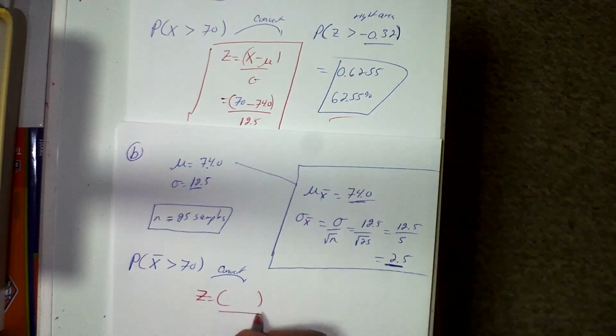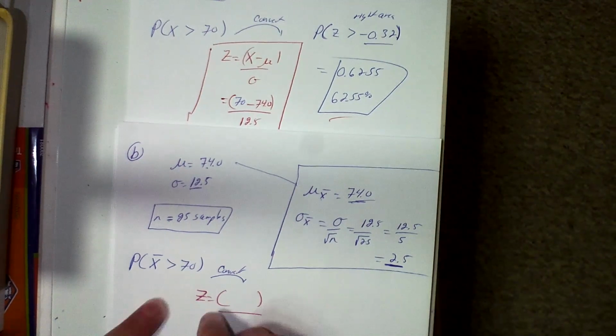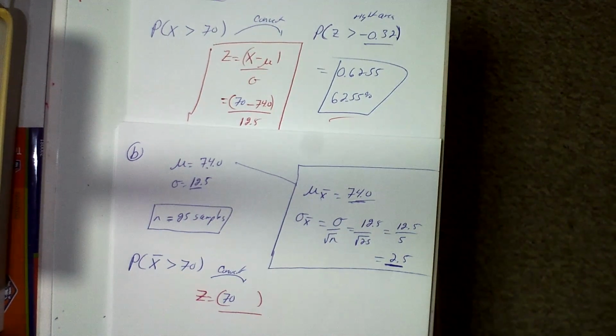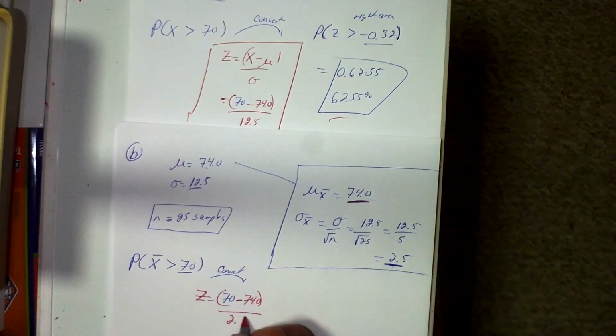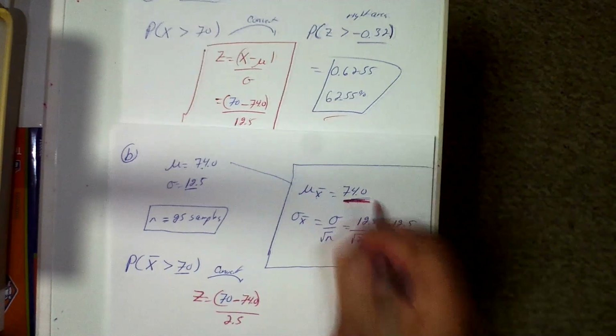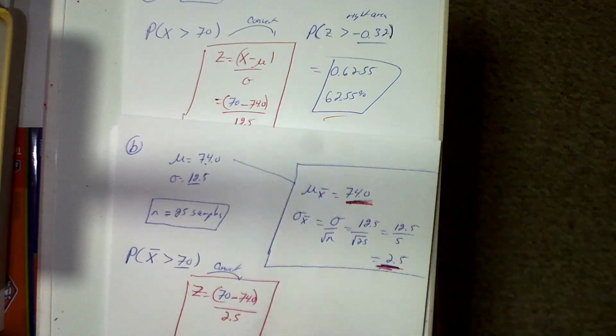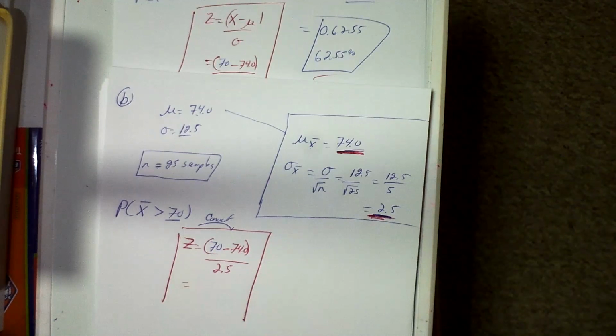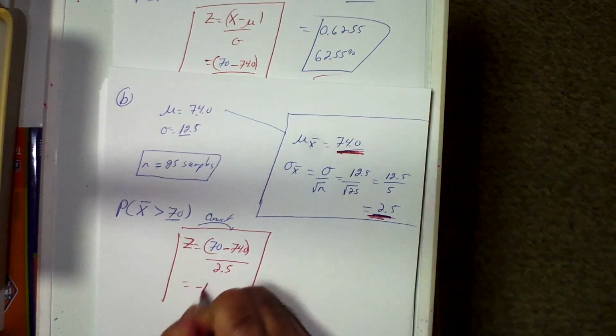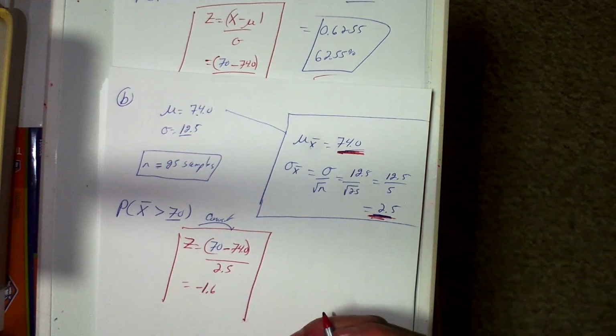By now, I think you've got the formulas pretty much memorized. So it's 70, right? 70 minus my mu, 74.0, and I'm going to divide it by 2.5. Negative 1.6. Is that correct, ladies? I got negative 1.6.